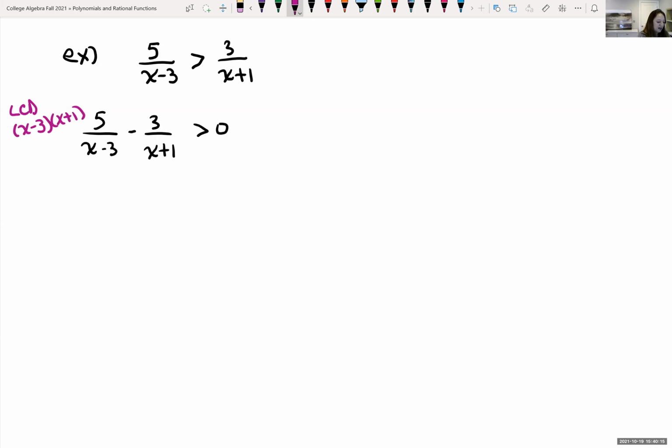So in order to get a common denominator for the first fraction, I'm going to need to multiply this by x plus 1 all over x plus 1. Again, I cannot clear the fractions here. To get the common denominator for 3 over x plus 1, we're going to multiply that by a fancy one, and that fancy one is going to be x minus 3 all over x minus 3.